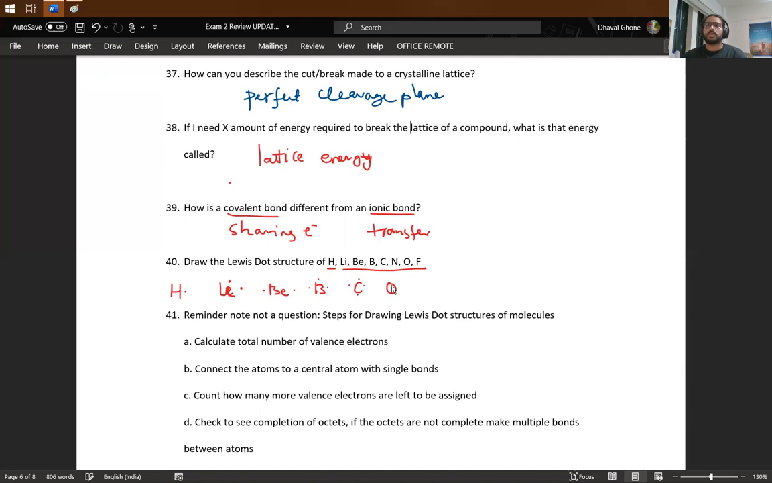Nitrogen would have 5 dots, and the fifth dot gets paired up to make a lone pair. Oxygen has 6 valence electrons, so I'm going to draw 4, and the last 2 get paired up. And fluorine has 7, so I'm going to draw 4, and 5, 6, and 7 get paired up. Okay. So that's how you draw the Lewis dot structures of these elements.